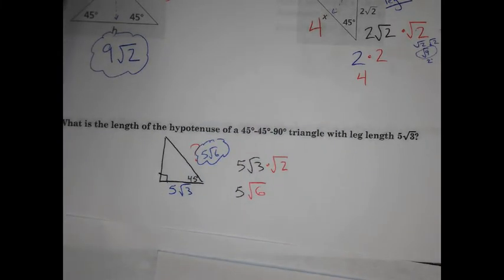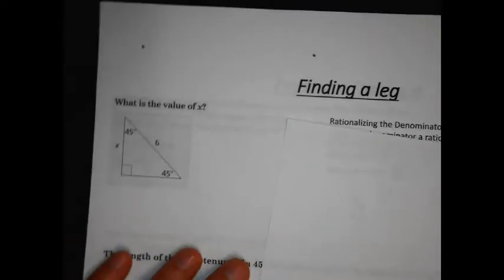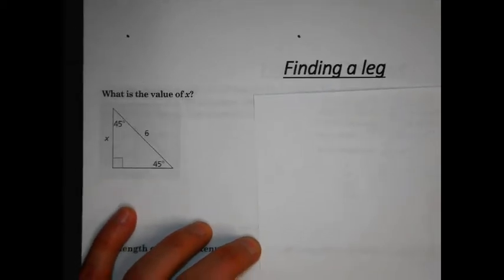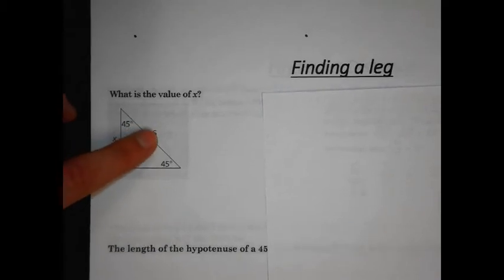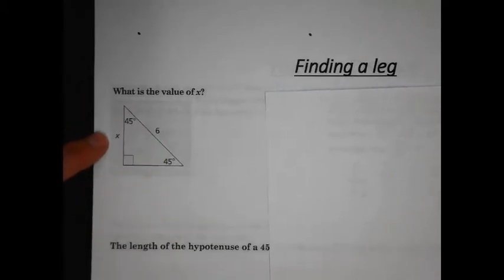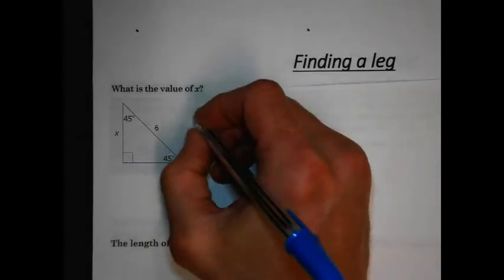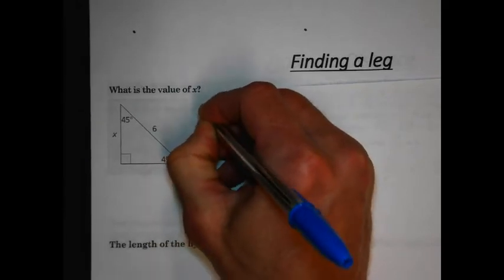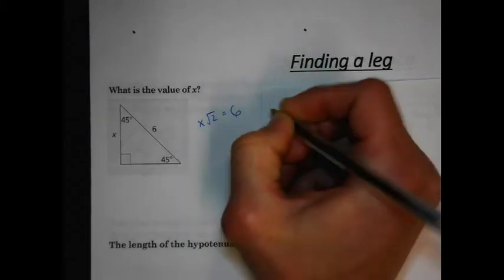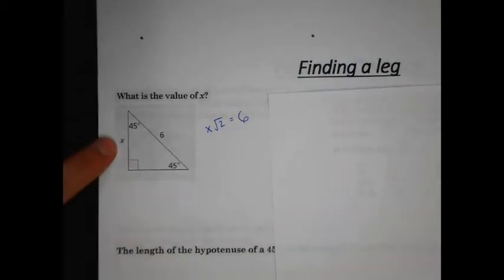But wait, there's more. So here's another question. Now what we're going to do is find the value of a leg. Take a look at this diagram. Now we have the hypotenuse. The hypotenuse is 6. The question is, what's the length of that leg? How did we get to the hypotenuse? Remember, the hypotenuse is the leg times the square root of 2. So in this case, x times the square root of 2 gives us the hypotenuse.